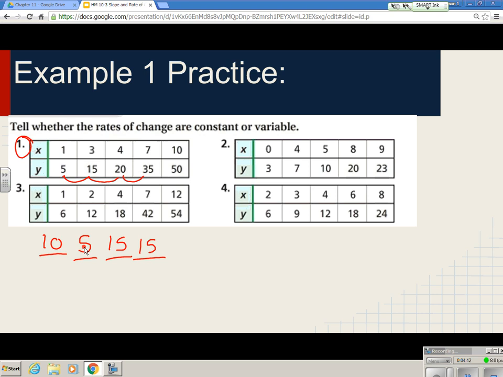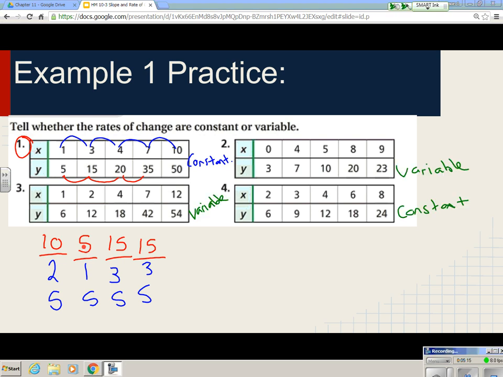Now if we look at the x, which I'll do in blue, 1 to 3 is a change of 2. 3 to 4 is a change of 1. 4 to 7 is a change of 3. And 7 to 10 is a change of 3. Now, if I look at the bottom to the top, that 2 divides into 10 5 times. 1 goes into 5 5 times. 3 goes into 5 5 times. So since all these are the same, this is constant. Okay, go ahead and do the rest on your own.